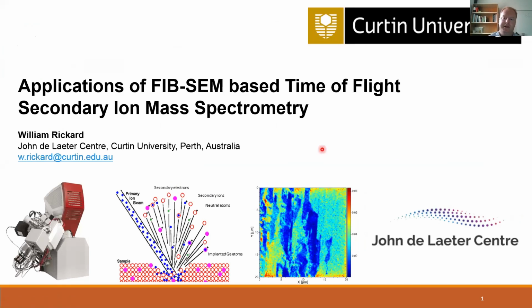Okay, so I'm based at Curtin University in Western Australia, and the analytical facility we have there is the John de Laeter Centre. We have a range of electron microscopes and mass spectrometry instrumentation. The really neat thing about this particular technique is it links mass spectrometry with electron microscopy, and there are a number of advantages. I'll go through them in this presentation, as well as some theory and some background information.